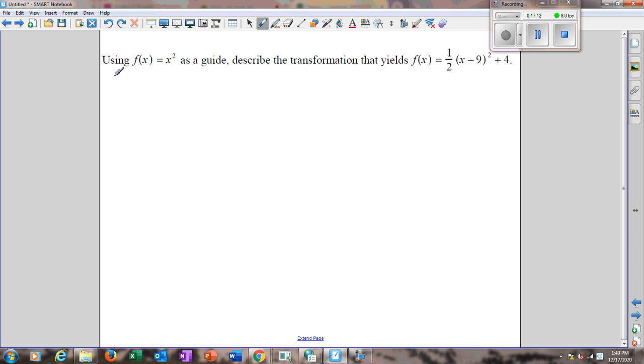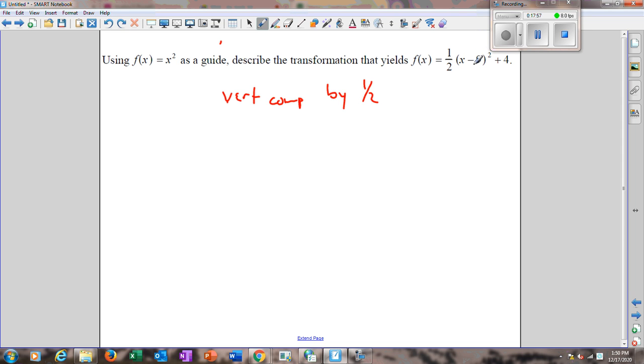All right. Okay, this goes way back to the beginning of the chapter. Using f of x equals x squared as a guide, describe the transformation that yields f of x equals 1/2 (x minus 9) squared plus 4. If you remember from the original section, if the number is multiplied and outside the squared, it means that it's a vertical stretch or a vertical compression. In this case, since it's a number less than 1, it's a vertical compression. So vertical compression by 1/2.